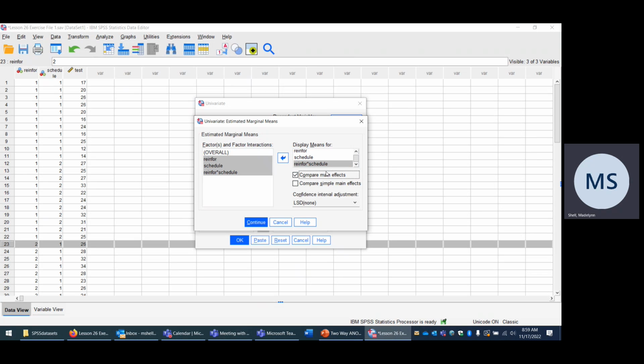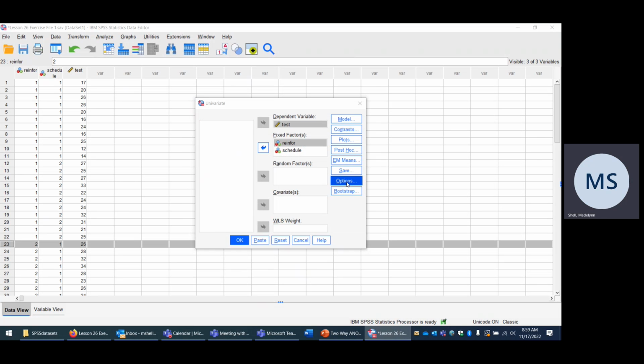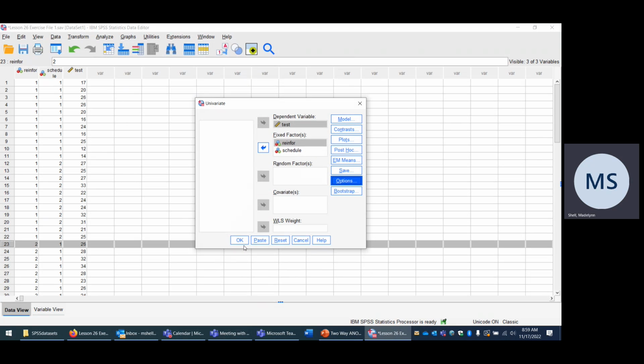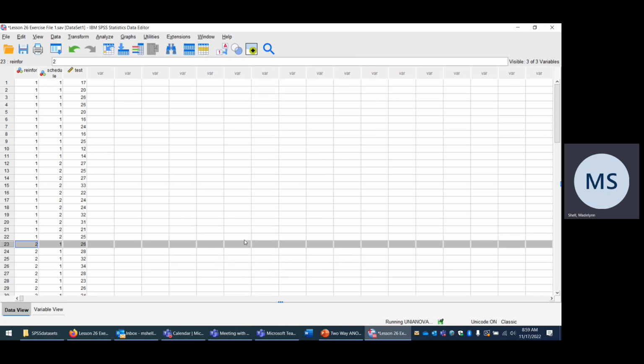And we're going to tell it, yeah, we want you to compare the main effects for our main effects and then compare the simple main effects that will enable us to do the comparisons we need for an interaction effect. So we're going to continue. Let's also save descriptive statistics. So that was in options, descriptive statistics, and estimates of effect size. And we're going to say continue, and we're going to say okay.